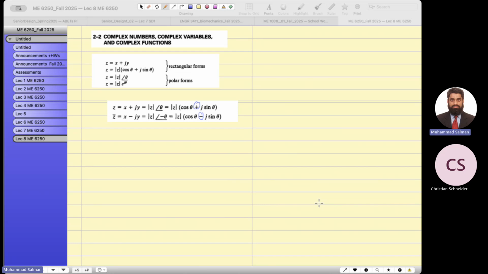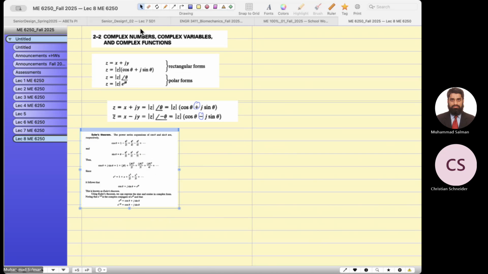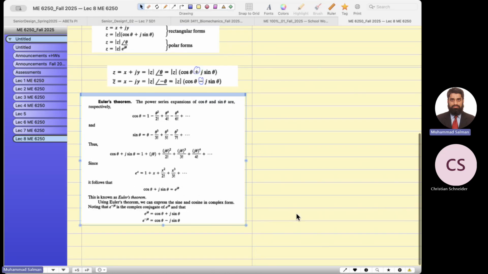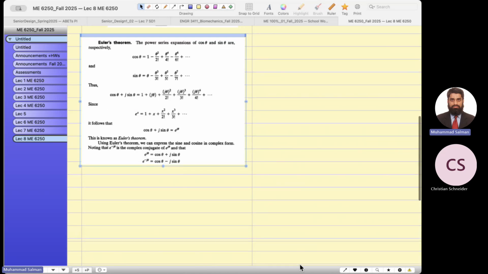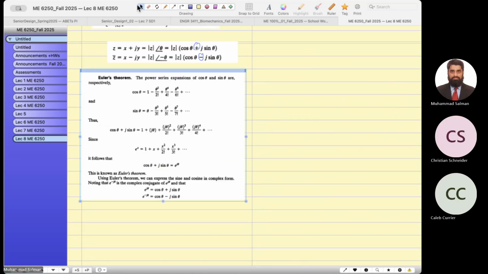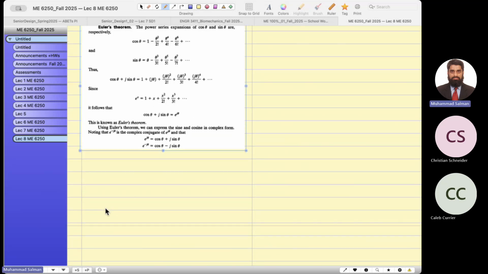And Euler's theorem says that cosine theta can be written in a series like Taylor's expansion theorem. So this is just a formula which you might need for Laplace transform. So I'm going to write down directly, jumping to the Laplace transform. Before I jump to the Laplace transform, I want to mention some more.